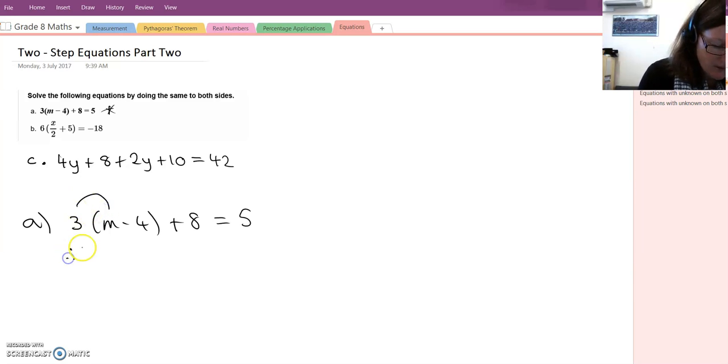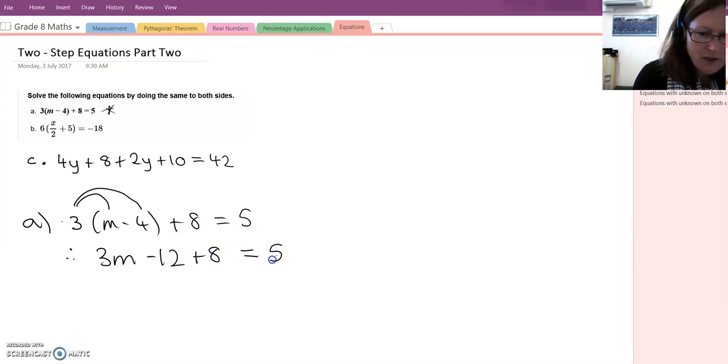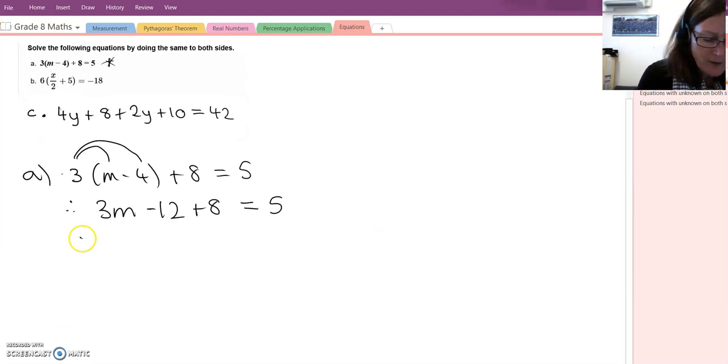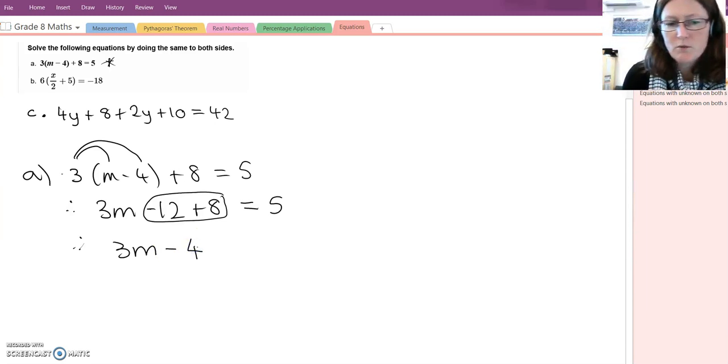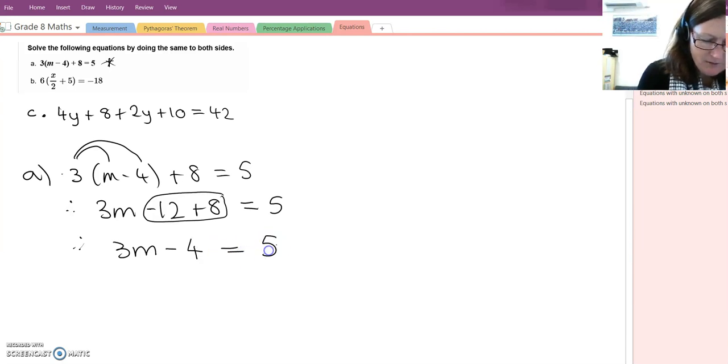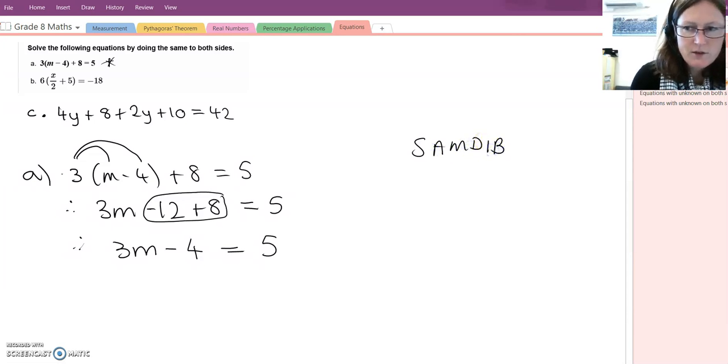3 times m is 3m. 3 times 4 is 12, the positive and the negative makes a negative. So that's my brackets multiplied out. I then have to add the 8, which is equal to 5. What I'm going to do is combine these like terms. So we've got 3m subtract 4. When I combine those like terms, remember that's what I get, that's from the first topic we did this year, equals 5.